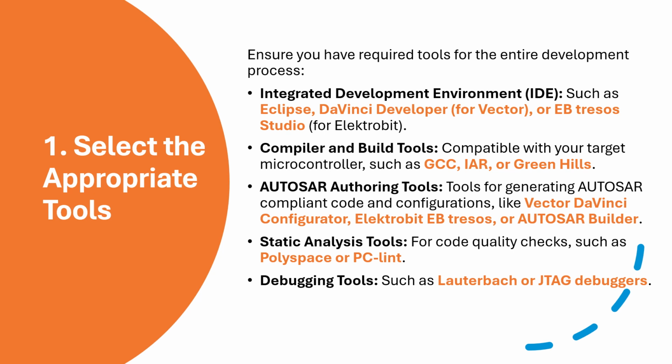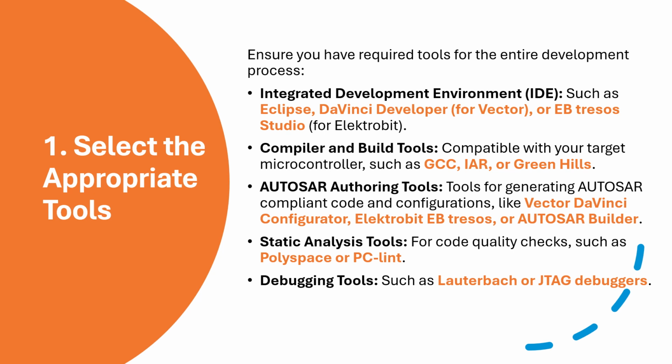AUTOSAR authoring tools are tools for generating AUTOSAR compliant code and configurations, like Vector DaVinci Configurator, Elektrobit EB tresos or ARBuilder. Static analysis tools for code quality checks, like Polyspace and PC-lint. These are some of the tools which test your code through static analysis. There are certain rules, for example Polyspace has different MISRA standards which you can set, and depending on that, it will check whether your code matches these standards.